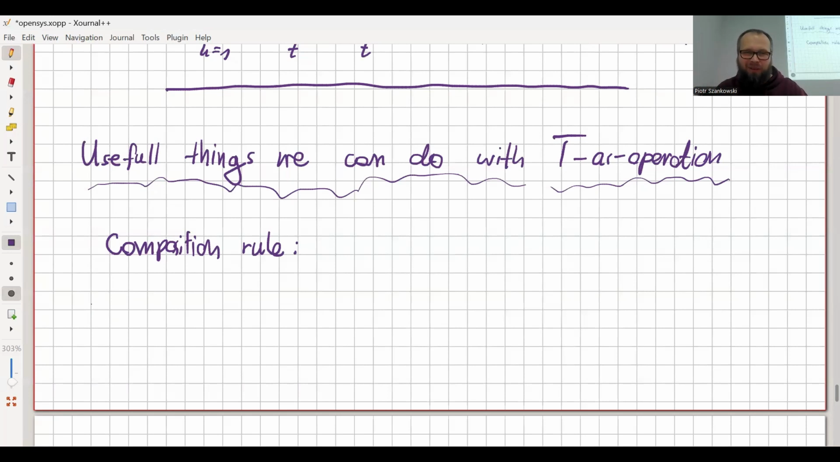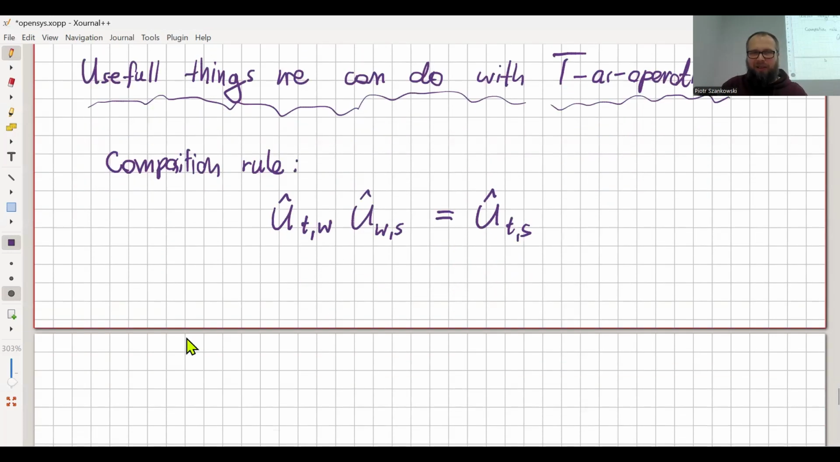So with the composition rule, just to remind you all, you take U that goes from W to T, okay? You compose it with U that goes from S to W, so they meet at the time W. And the composition rule tells you that you can just stitch them together, okay? That's the composition rule. Okay, so how to do it without algebra?